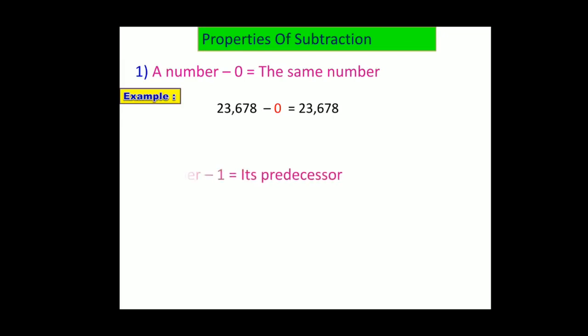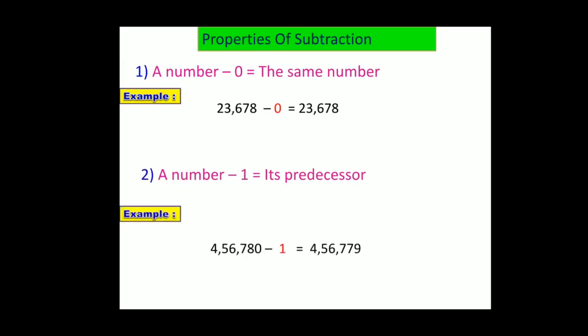Second property says that a number minus 1 is equal to its predecessor. For example, we have 4,56,780 minus 1, which is equal to 4,56,779. That is the predecessor of 4,56,780.